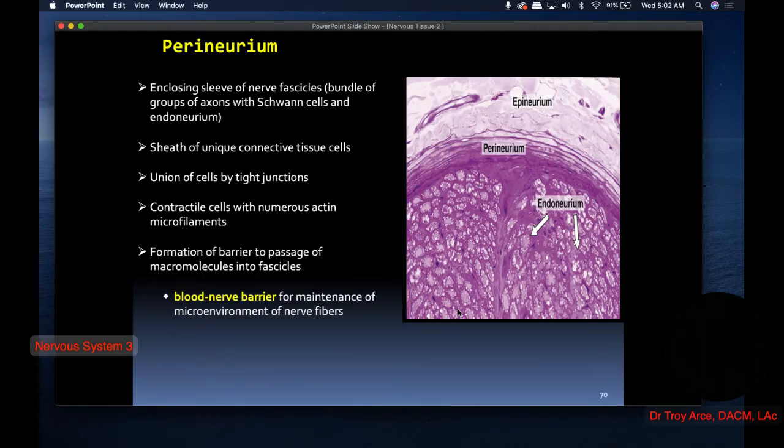The perineurium is an enclosing sleeve of nerve fascicles. It's a bundle of groups of axons with Schwann cells and endoneurium. The sheath of unique connective tissue cells. And it's a union of cells by tight junctions. We discussed tight junctions in the past. And contractile cells with numerous actin microfilaments. So the formation of a barrier to passage of macromolecules into fascicles. And then we have the blood-nerve barrier, for maintenance of the microenvironment of the nerve fibers.